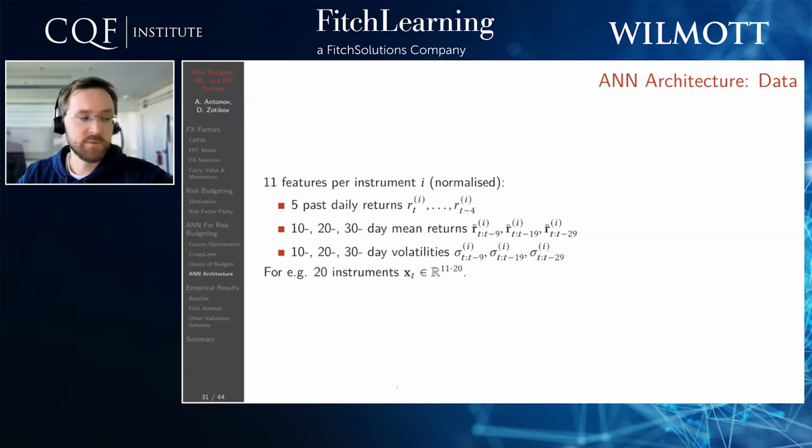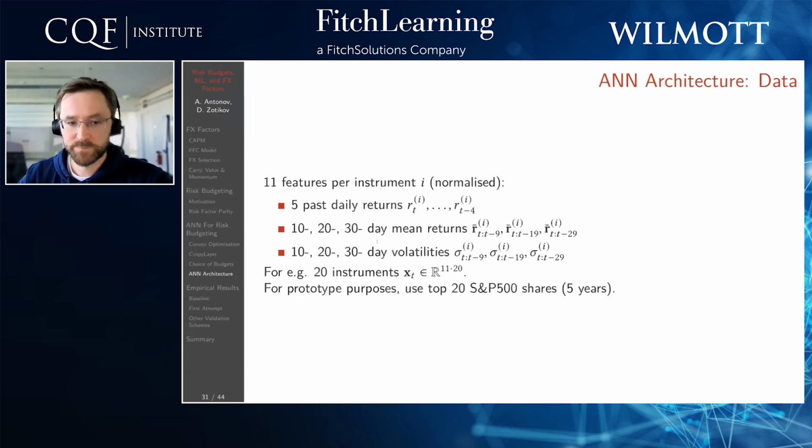As the input data, the authors suggest the following features. Per instrument, you'd have 11 features, namely 5 past daily returns. So yesterday's return, day before yesterday, and so on. 10, 20, and 30-day mean returns. Again, 10, 20, 30 daily volatilities. So that gives you 11 features. So for 20 instruments, you have an input vector with 220 elements.